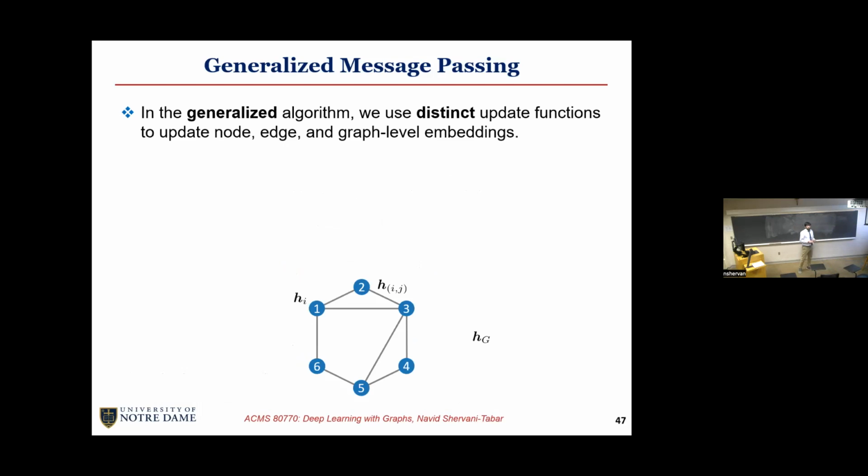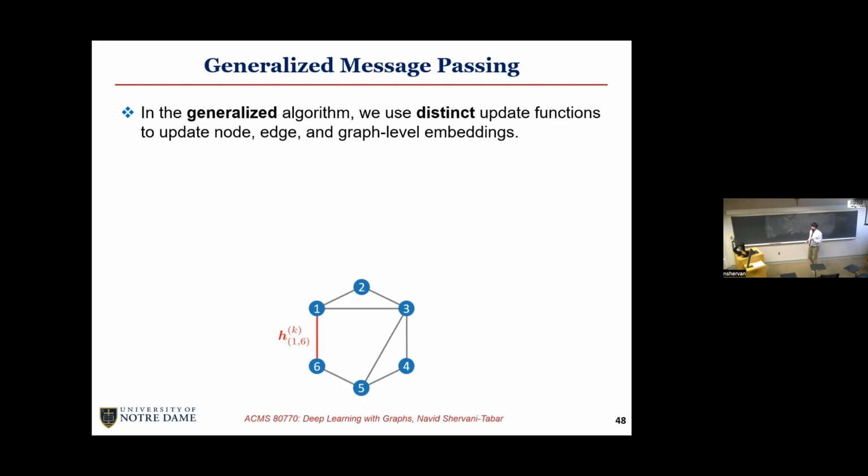So now we would like to apply a method that generalizes graph neural networks, meaning that it not only gathers information on the node level, but it also gathers information on the edge level, and it gathers information on the graph level. So let's say that, for instance, we would like to find a new embedding for this edge.